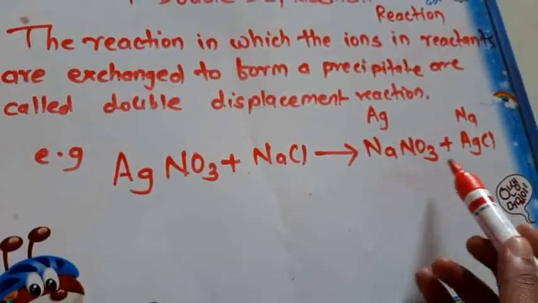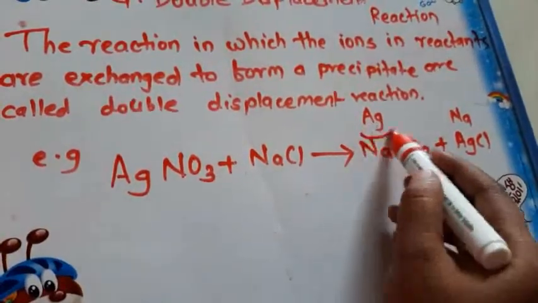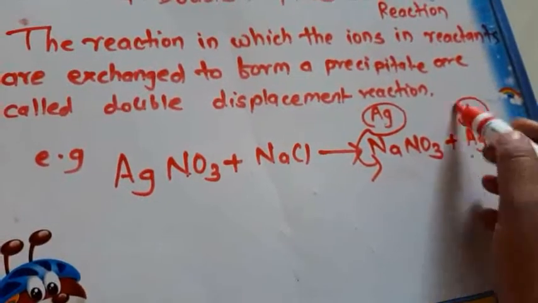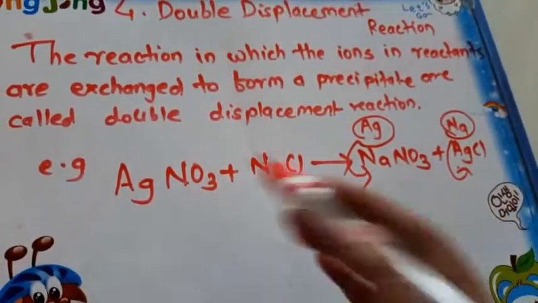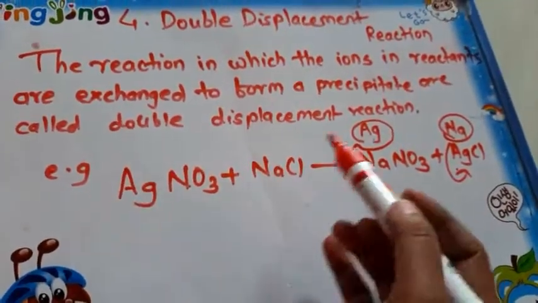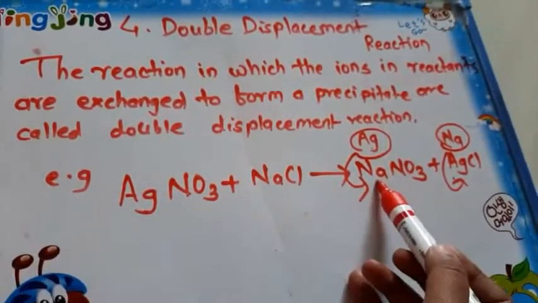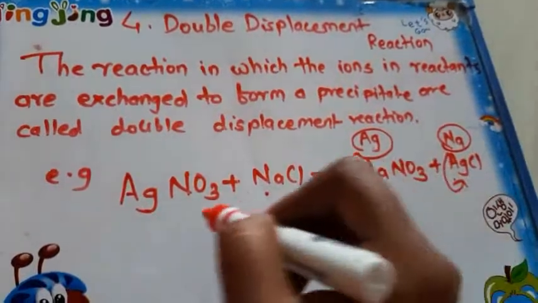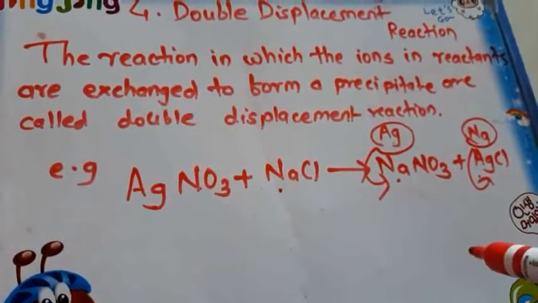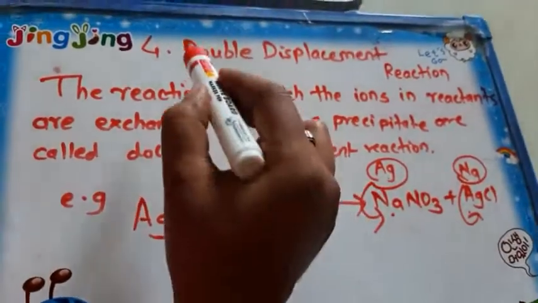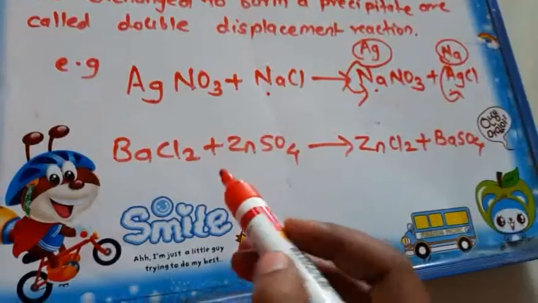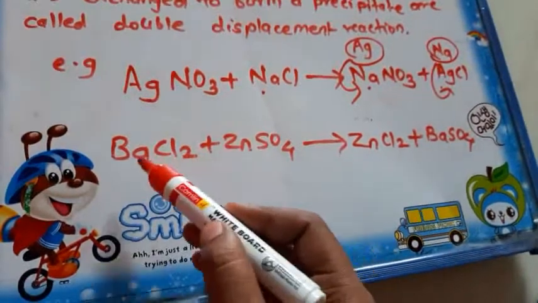If you check the product, here the place of Ag is taken by sodium and the place of sodium is taken by Ag. Just check the product and reactant side. Ag's place is taken by Na and Na's place is taken by Ag. That's why displacement has happened 2 times. So it is known as double displacement.